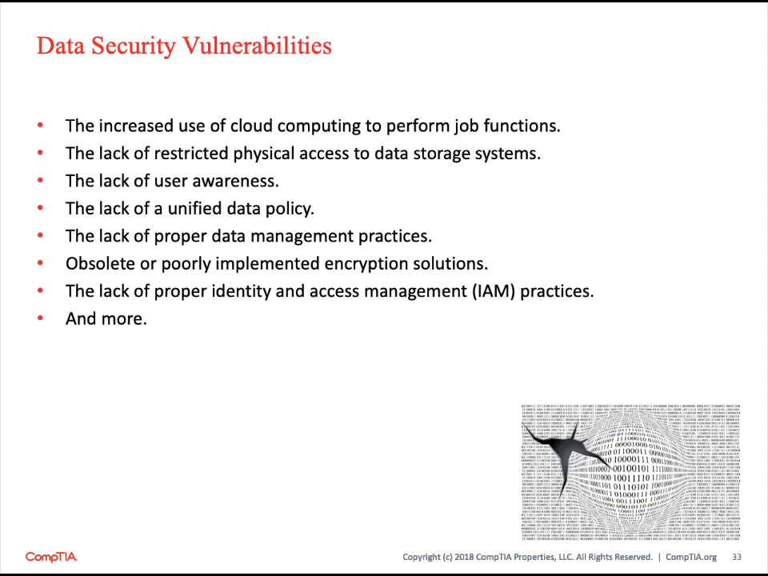So data security vulnerabilities, these can include the increased use of cloud computing to perform job functions. With giving up things to cloud security, we are no longer in complete control of our data because we have given that up to a third party, right? So you can't control it as well as maybe you could have at your own location, right? You are responsible for your own servers at your own location. However, we are trusting Amazon or Google or somebody else to do this for us in this case. Not to say they don't do it well, but that is something to keep in mind.